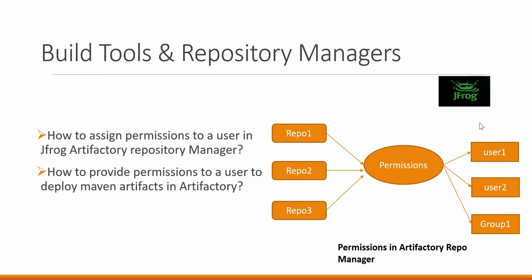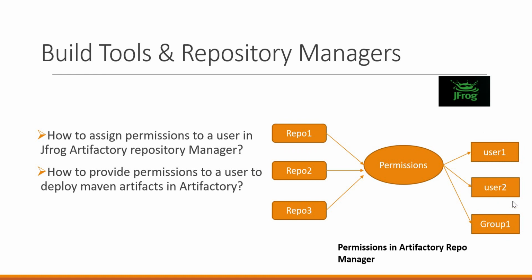When we want to assign permissions to a user, we need to create a corresponding group, and we have to add the users to the group. Once the group is created, then we'll create permissions. While creating the permission, we also need to select the group as well as the repositories on which the permission should be given. So now let us log into the Artifactory.